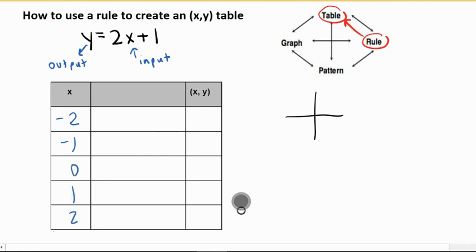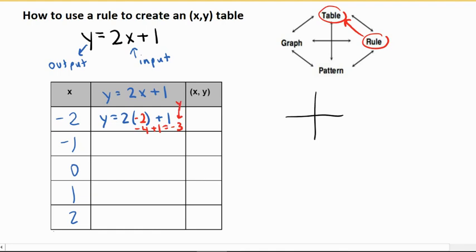Okay, so let me write our equation up here. So remember, the x is the input, so I'm going to input that number into the equation. So we have y equals 2, and instead of writing the x, I'm going to put a -2 in there because that's the number over here. Okay, and then I want to figure out what this equals so that I can figure out what y equals. Okay, so 2 times -2 is -4, and then -4 plus 1 equals -3. So this is what I get for the y value.